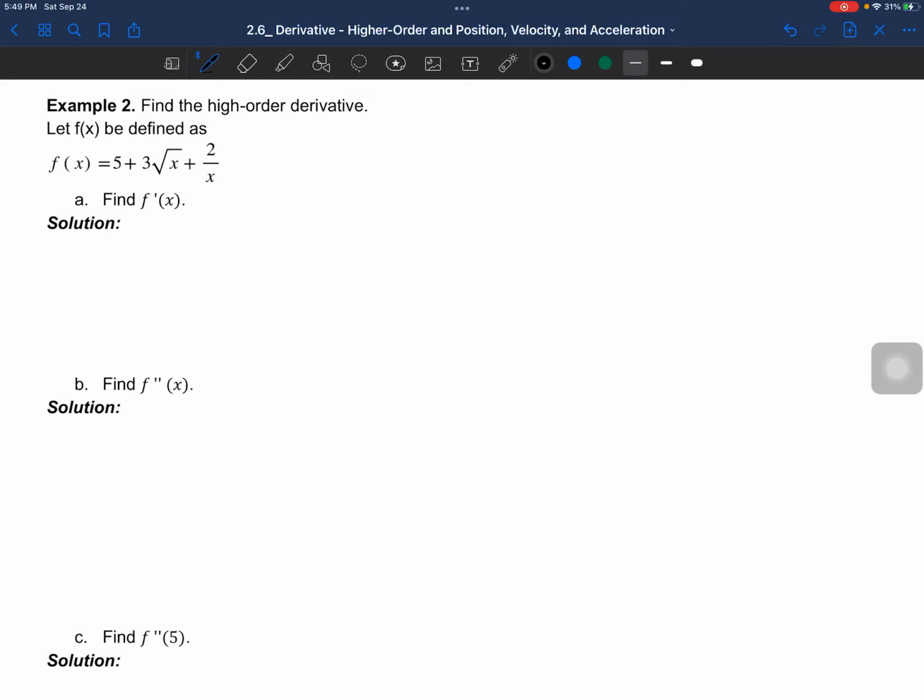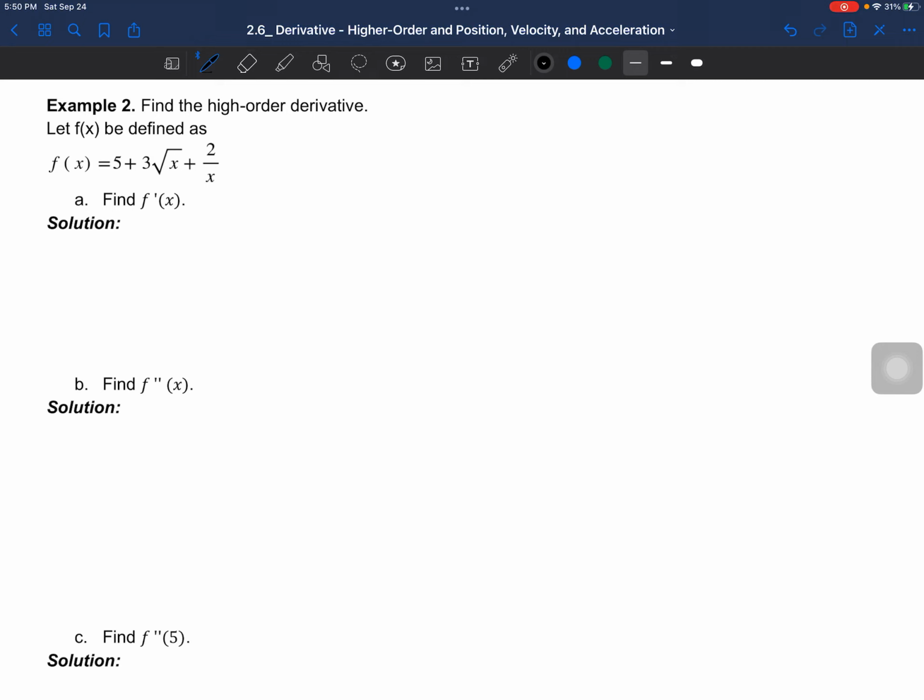All right, so we're gonna jump into example number 2. In this example, we're practicing higher order derivatives, and the function given to us is 5 plus 3 times the square root of x plus 2 over x. We're gonna find the first derivative, then the second derivative, and then find the second derivative of f at 5. We just have to be careful here.